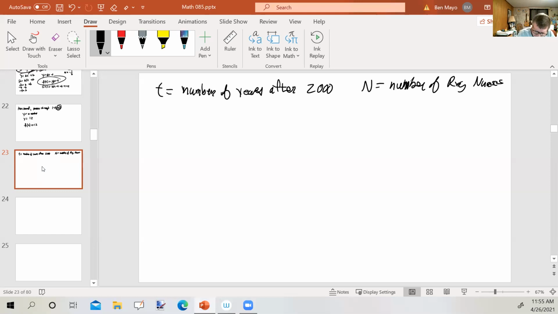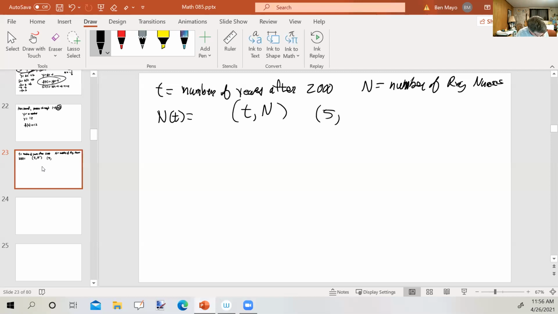Now, our function is to be written in the form N of T. So that means T is the input and N is the output. So ordered pairs are going to be in the form (T, N). Now, T is the number of years after the year 2000. So for instance, when it says in 2005, T would just be 5.